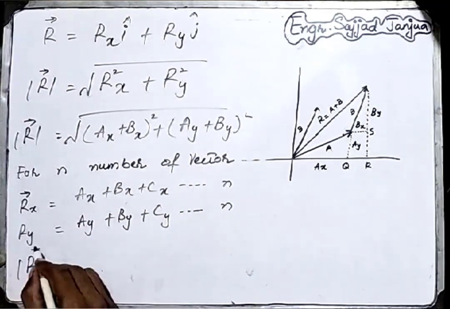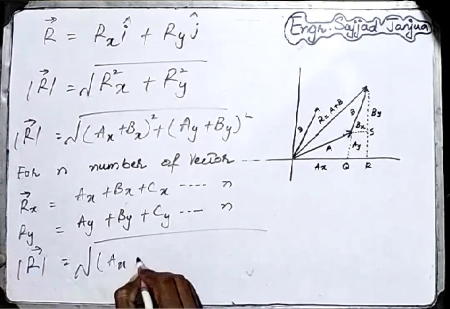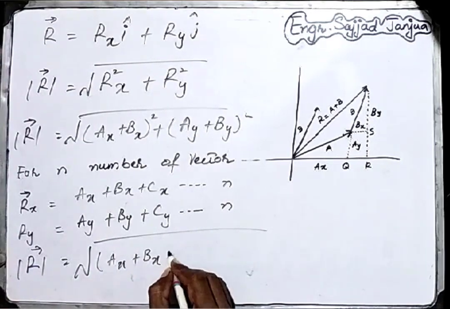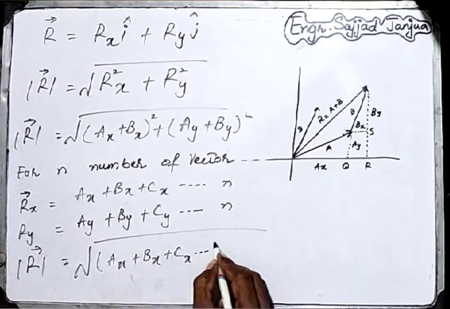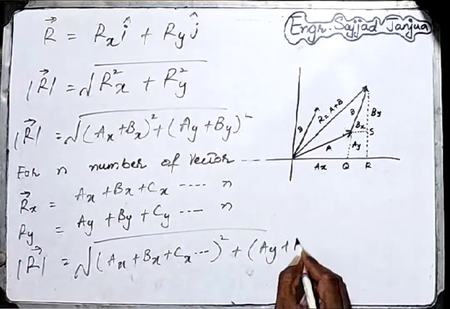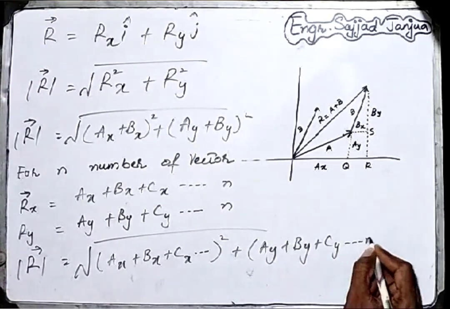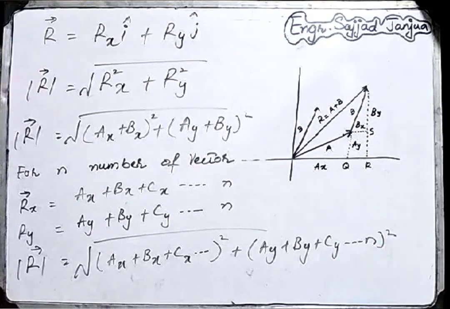So R magnitude will be equal to the square root of (Ax plus Bx plus Cx up to n) square plus (Ay plus By plus Cy up to n) square. So by using this method you can find the magnitude of more than two vectors.